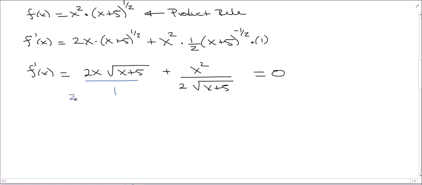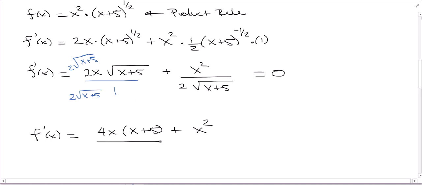So that means I need a 2 square root of x plus 5 here and 2 square root of x plus 5 here. This is going to be helpful because those square roots will cancel. So I'm going to have f prime of x is 2 times 2x, so it will be 4x times x plus 5, right? Square root of x plus 5 times the square root of x plus 5. The square roots cancel, plus x squared, and now they will have the same denominator.